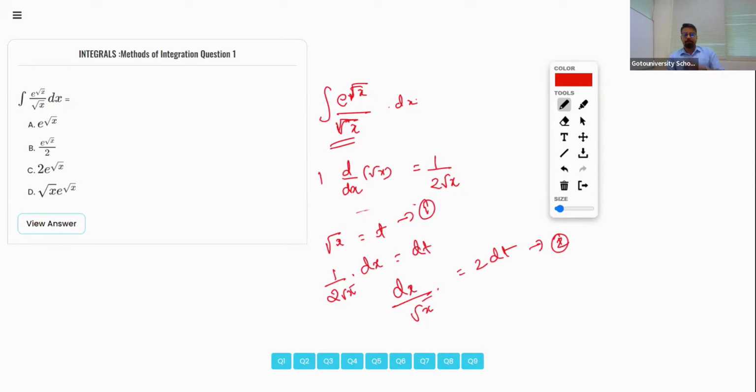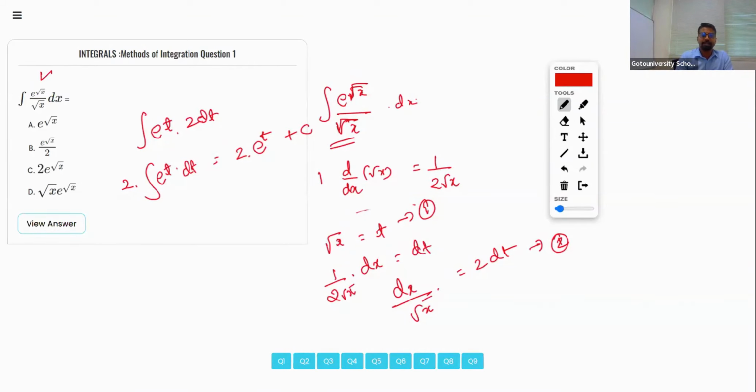Now we are going to apply these two equations in the given question. What happens to this question is e power t, and what we have left out is 2 times dt. Now 2 is a constant which I can take outside. It is 2 times the integral of e power t dt. Now integrating with respect to the variable t, it remains as e power t plus a constant. But now our question is in terms of x, so our answer should also be in terms of x.